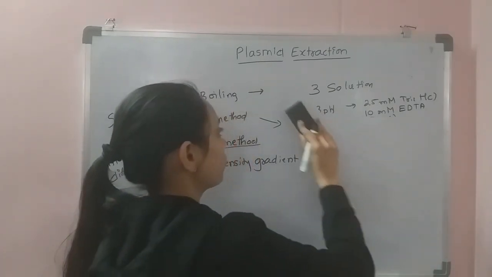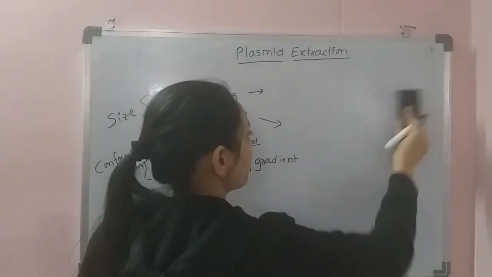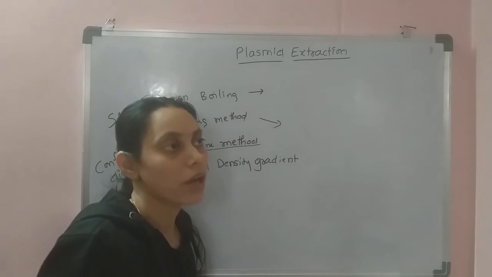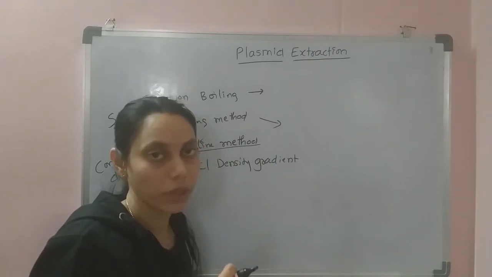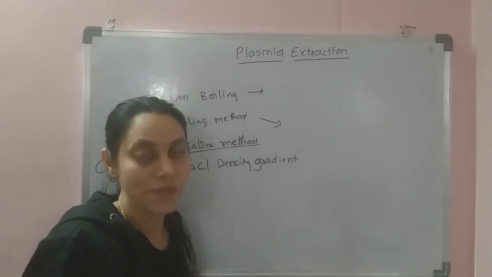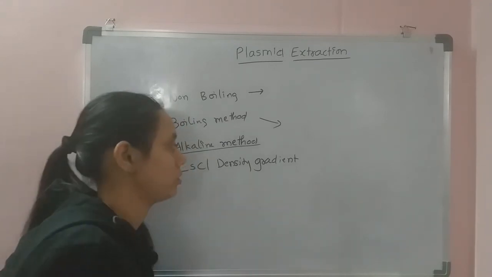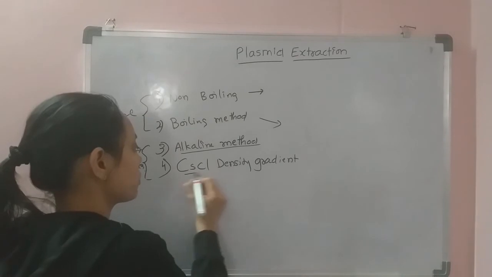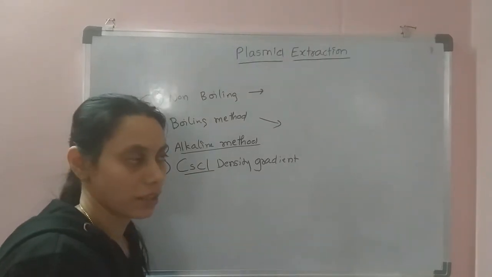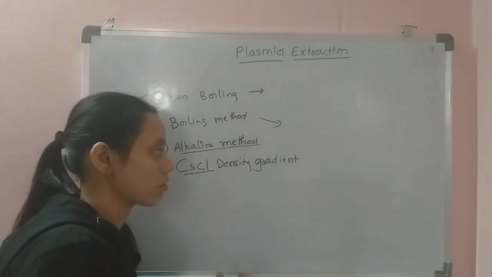All the cell wall components and genomic DNA will be precipitated at the same time, and with the ethanol treatment we can be assured of the purity of the plasmid by this alkaline method. So here in the fourth method, that is cesium chloride density gradient, this is the last method.